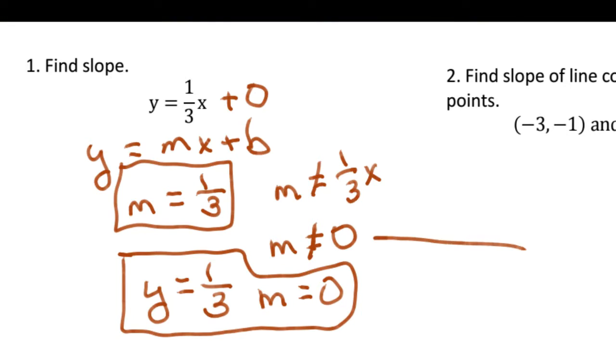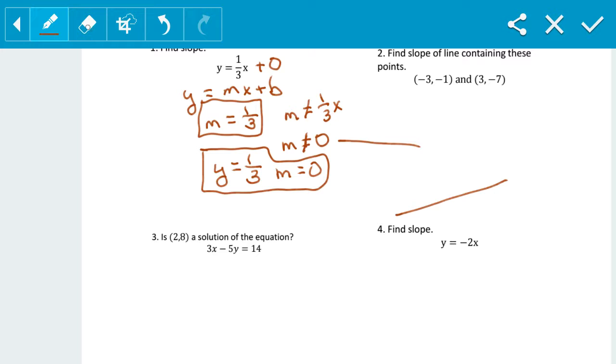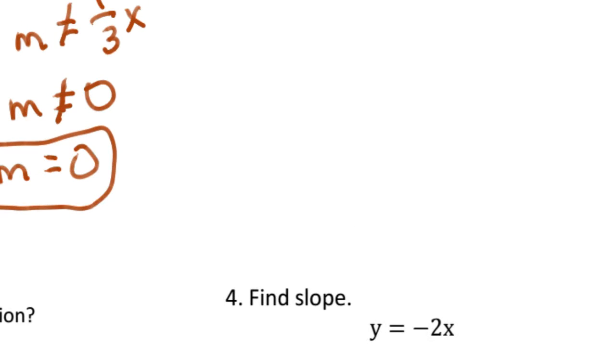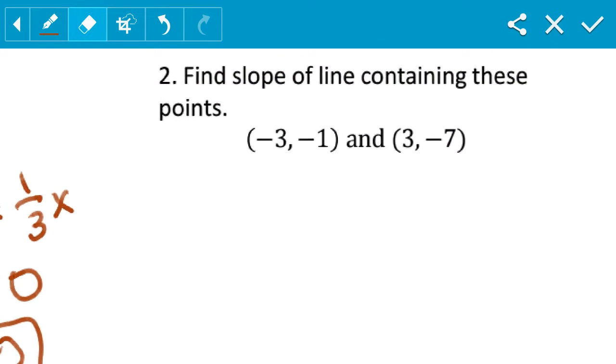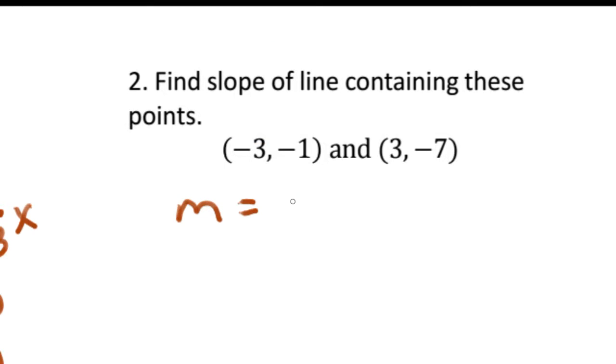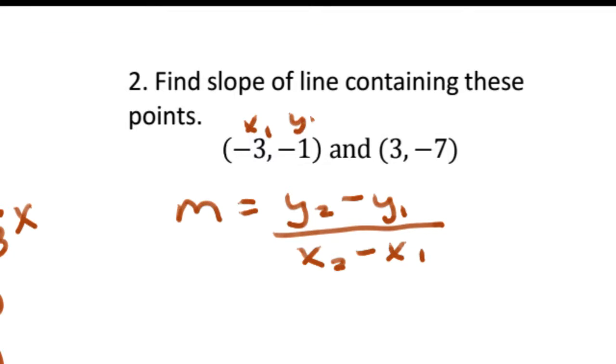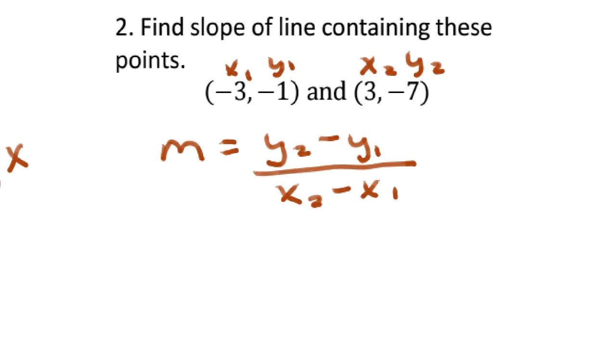Okay, problem number 2. Let me see if I can erase that and that. Okay, we are going to find the slope of a line containing these points. So you have to memorize this equation that slope equals y2 minus y1 over x2 minus x1, and we'll call this x1 y1 and x2 y2. You could have done it the other way around.